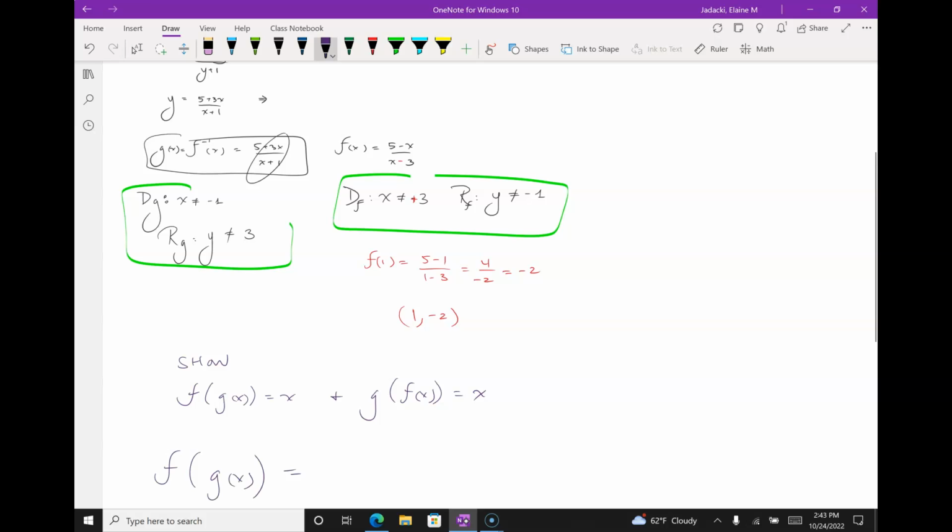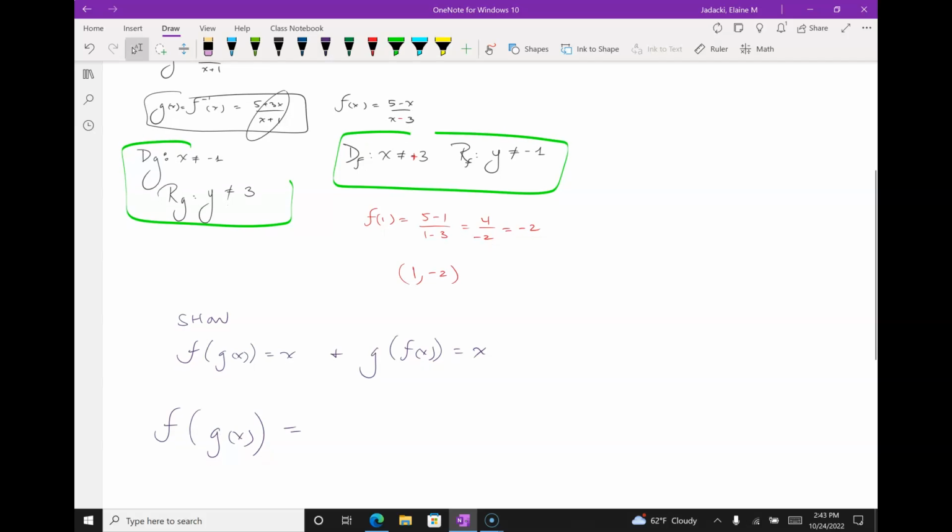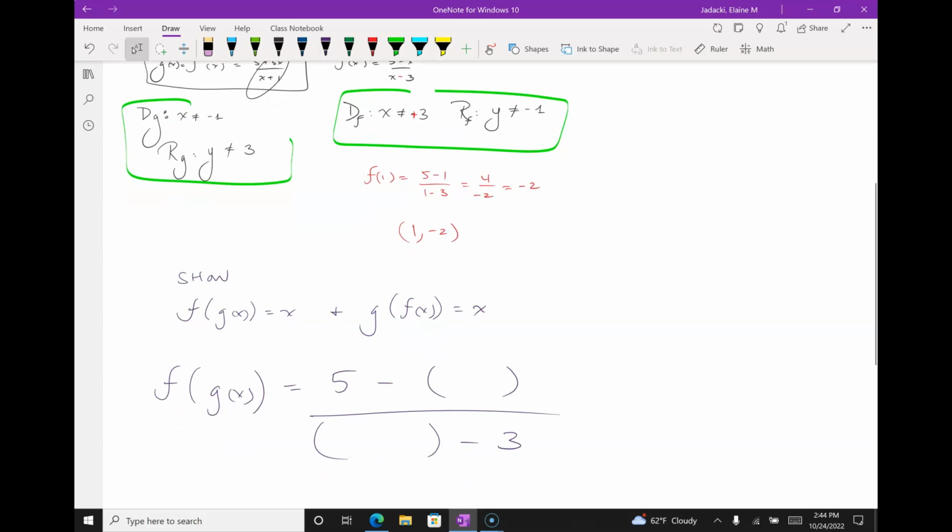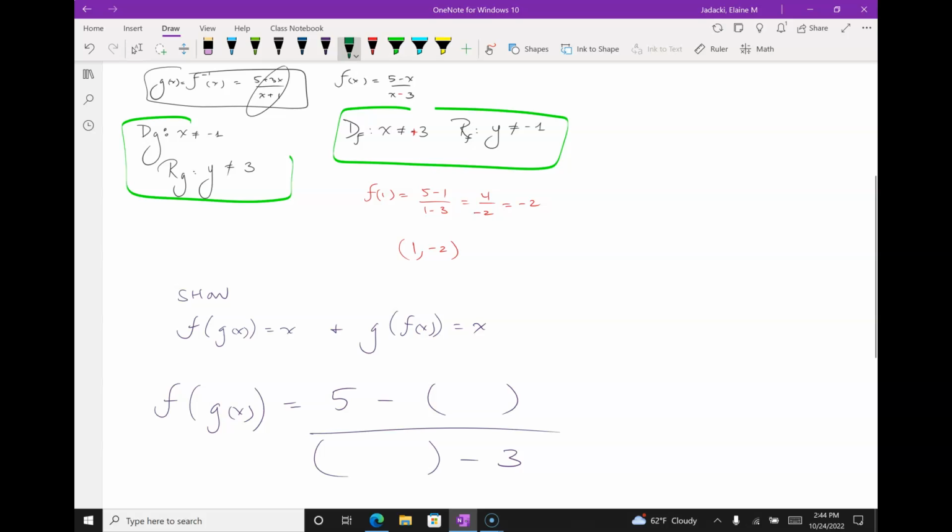So what's my outside function? What's on the outside? F, exactly. So 5 minus x over x minus 3 with empty parenthesis. Right? I'm writing the function f with empty parenthesis. Agreed? And what am I going to put inside? G, which is 5 plus 3x over x plus 1.